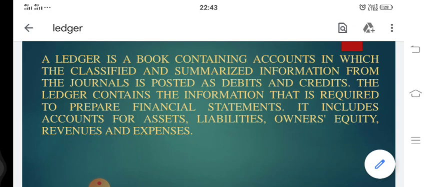Or we can also say that I have so many customers to whom I sell goods on credit. Now all those customers are recorded in the journal. But if I want to check the account of a particular customer, in the journal I have recorded all the customers at one place. But when we talk about one particular customer, to check that customer's account, we use the ledger account. And that is why a ledger is prepared.